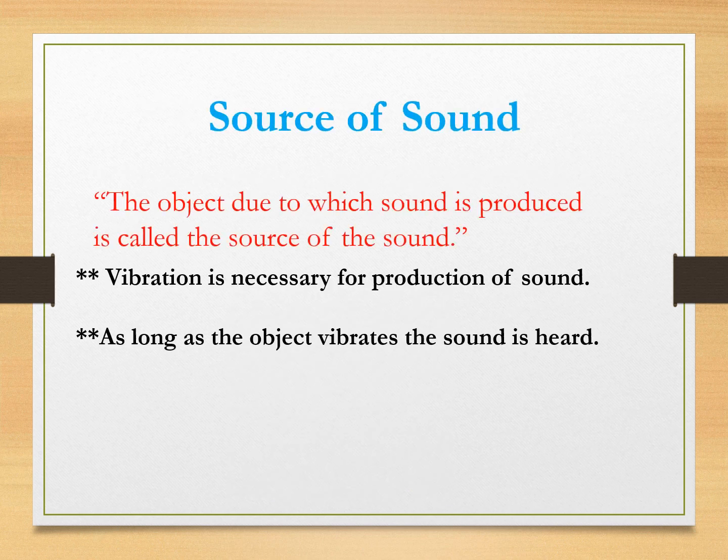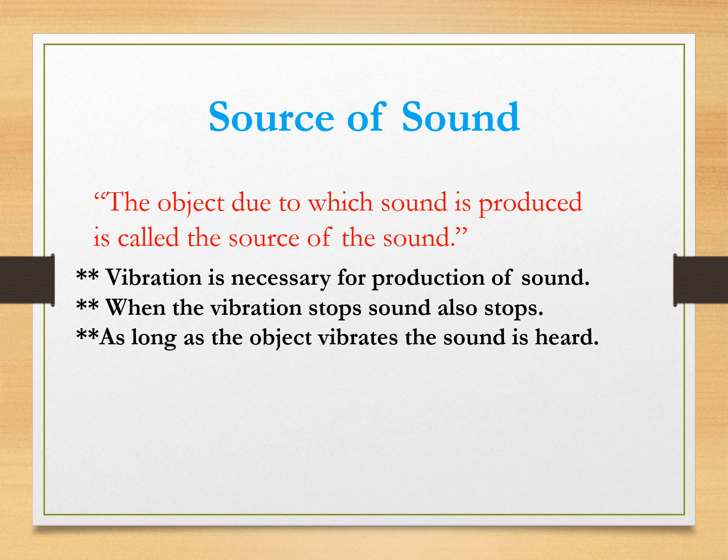Now, source of sound. The object due to which sound is produced is called the source of sound. Vibration is necessary for production of sound. When the vibration stops, sound also stops. Yes, just now we have discussed that when we place our hand on a speaker or any object which is vibrating, then if vibration stops, the sound also stops. On a speaker we can't stop that sound because it is louder. Okay, as long as the object vibrates, the sound is heard.